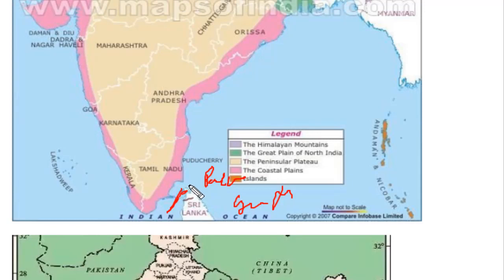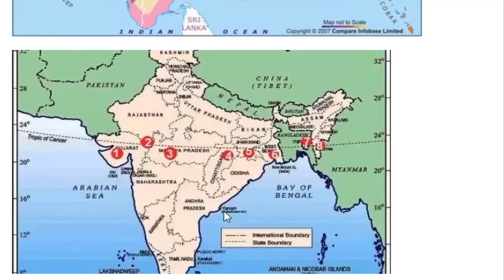And there is an important latitude which passes through our country, that is the Tropic of Cancer. This can be asked in examination also. That means, tell the countries or arrange the sequence of the countries from east to west or west to east, which pass through the Tropic of Cancer. So you just need to remember the map. If you remember the map, you can easily tell which countries pass through the Tropic of Cancer.